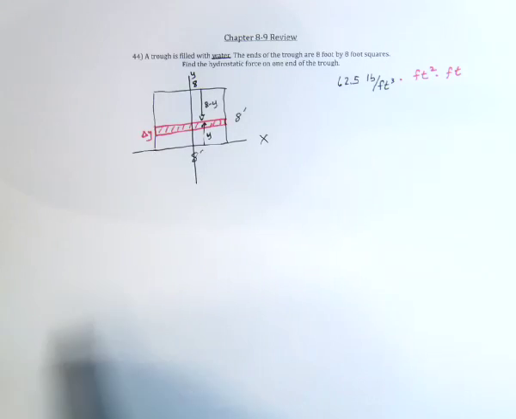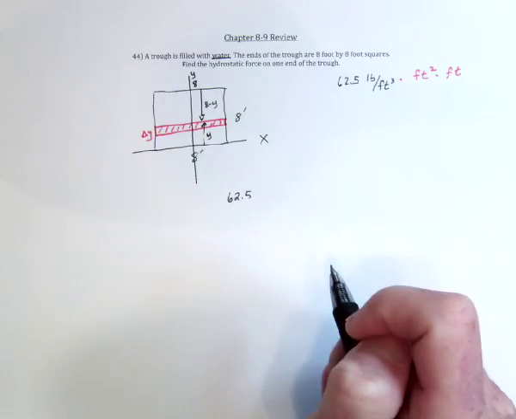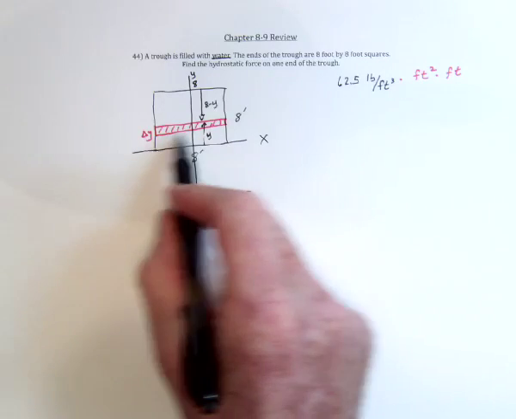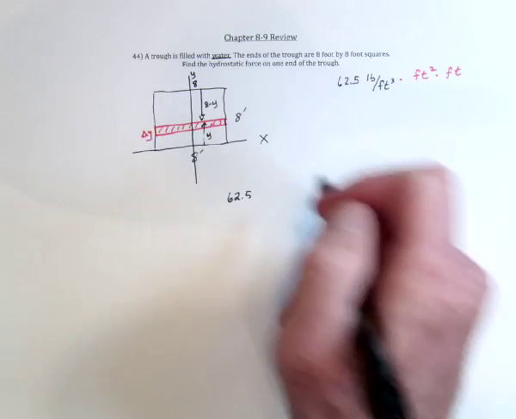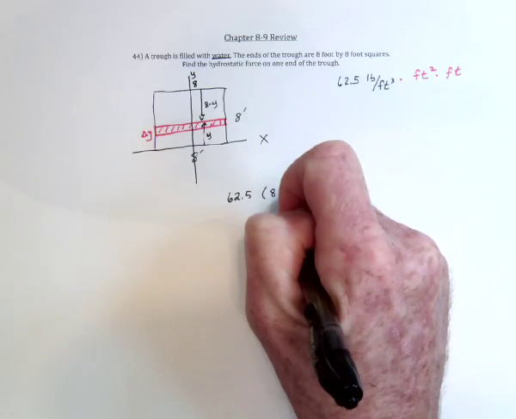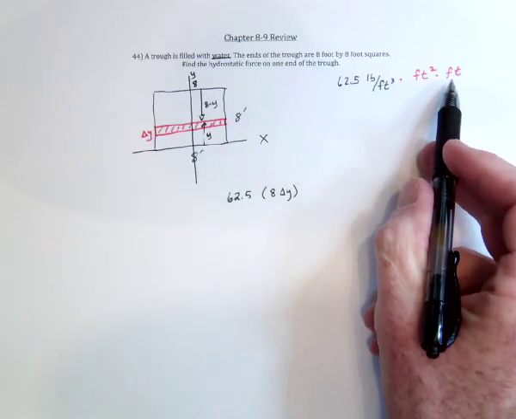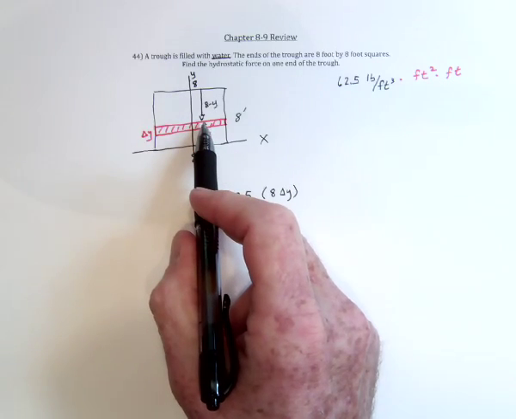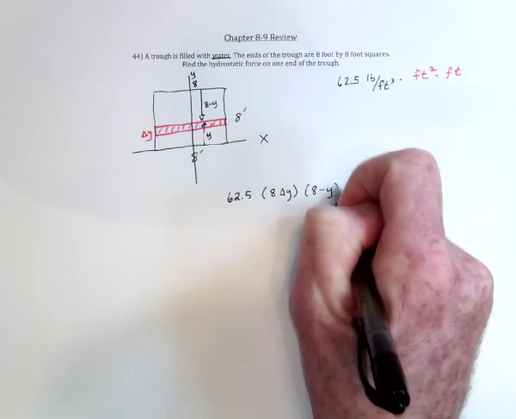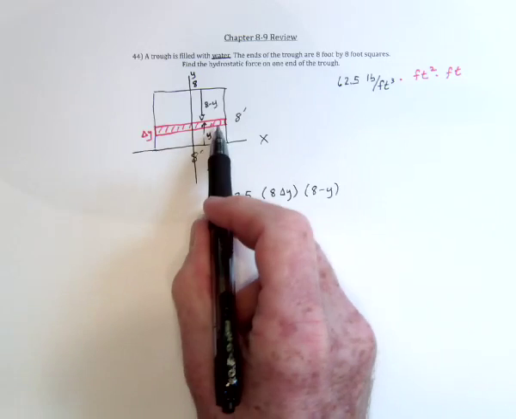Okay, so we need 62.5. The next thing to do is multiply by the area of this rectangle. So its length is always 8. That does not change. Its height is delta y. And then we need this last idea that this is being held underwater, so this is a depth of 8 minus y. Now that's going to be the amount of force that is on this red rectangle right here.